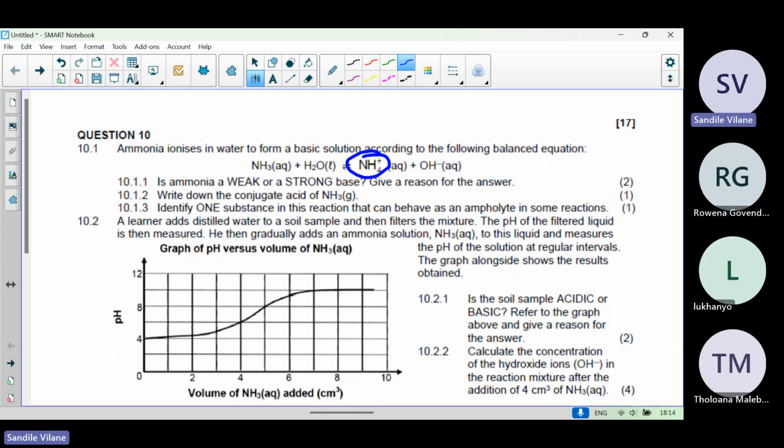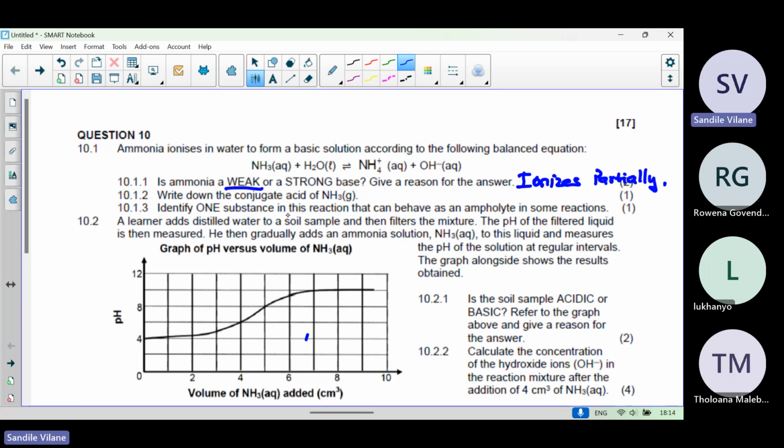And then remember how this is formed. It forms what we call a dative covalent bond, wherein the hydrogen ion from the water gets attached to the ammonia. But that is not the point here. The point is that ammonia is a weak base. It ionizes partially, from the definition. And that is the reason.